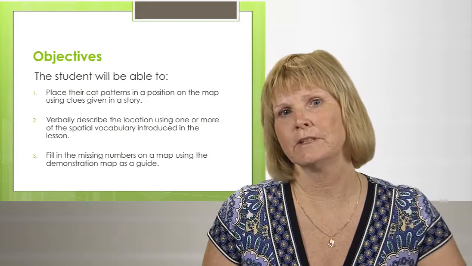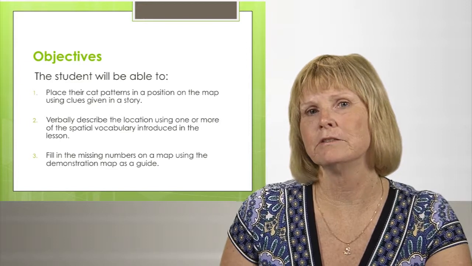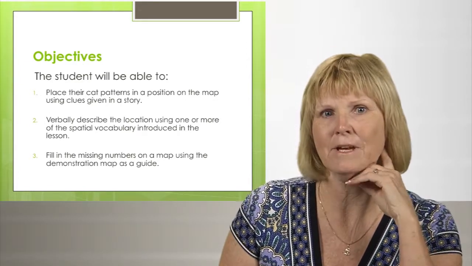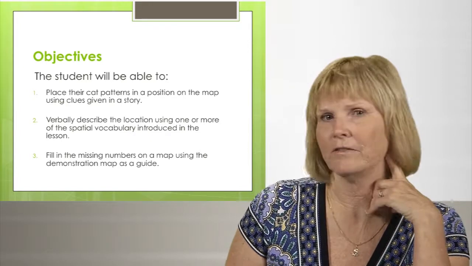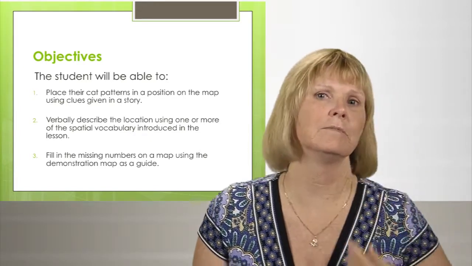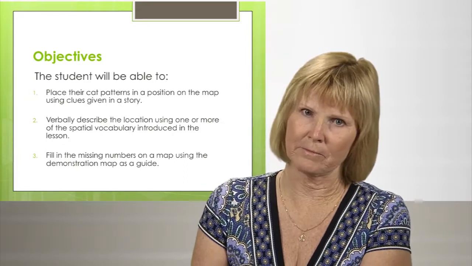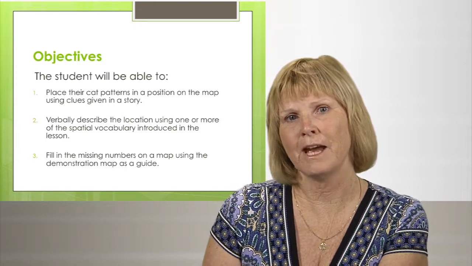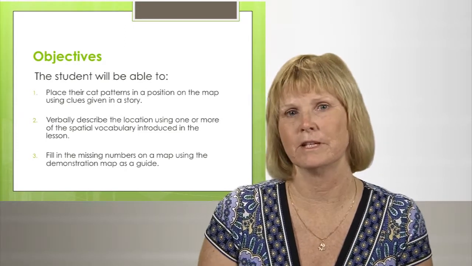Okay, our objectives in this lesson is that the students are going to be placing a cat pattern and positions on a map, and they're going to use clues that are given in a story that you'll read to them, and then they're going to verbally describe the locations using some of those spatial vocabulary words. They're going to fill in the missing number on a map, and they're going to be able to demonstrate this to you.